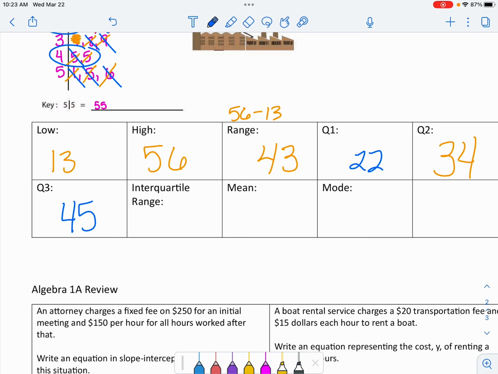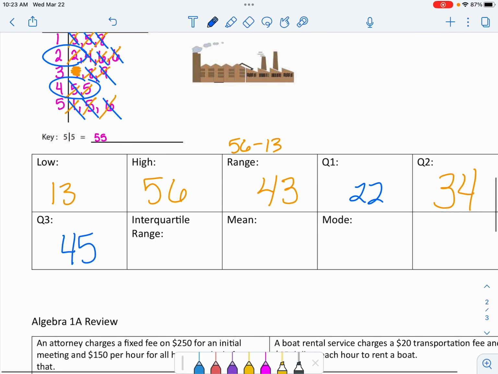Do you guys remember interquartile range? Q3 take away Q1. So 45 minus 22. Yeah, you were right. 23.